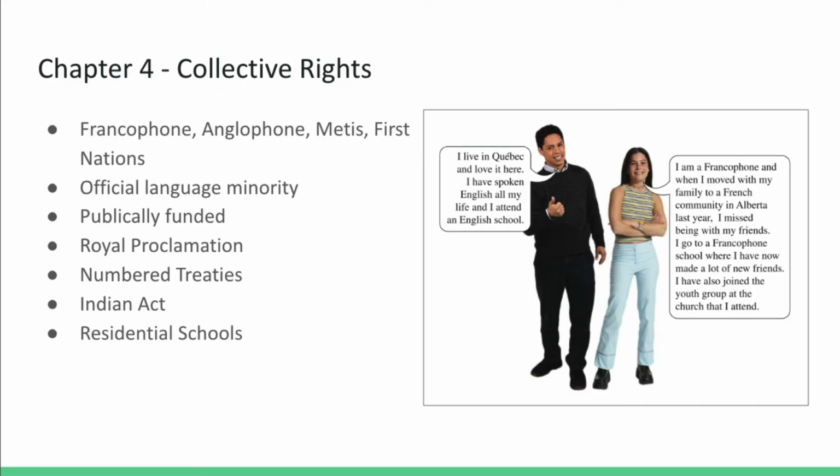Moving on to Chapter 4, all about collective rights. These are for our Francophone, Anglophone, Métis, First Nations. Know about official language minority rights. So what happens if you are a French speaker outside of Quebec, for example?